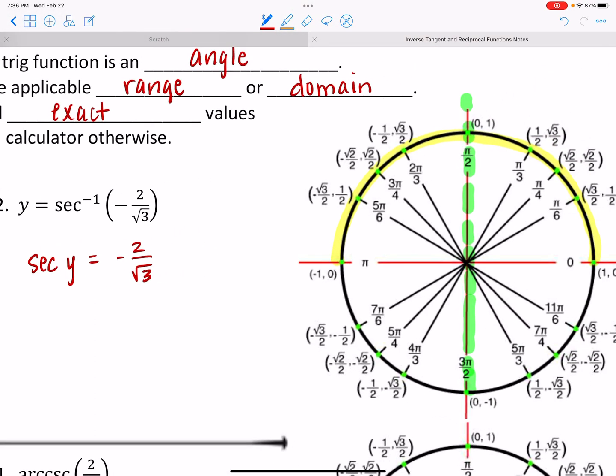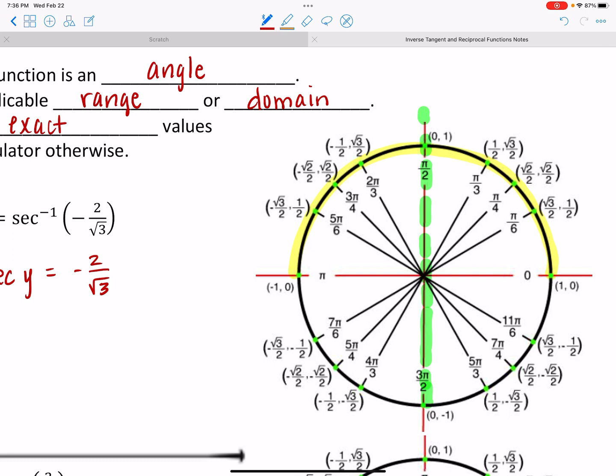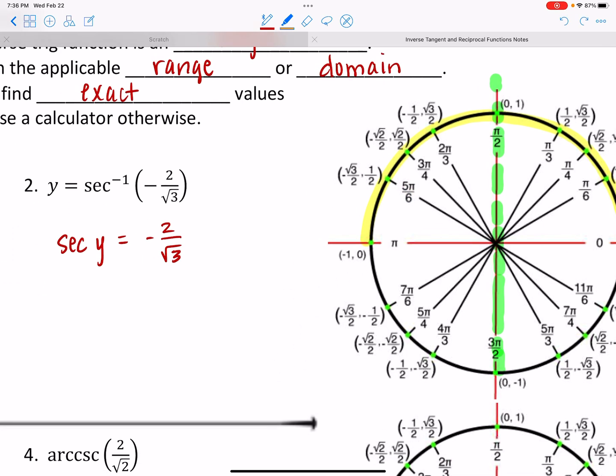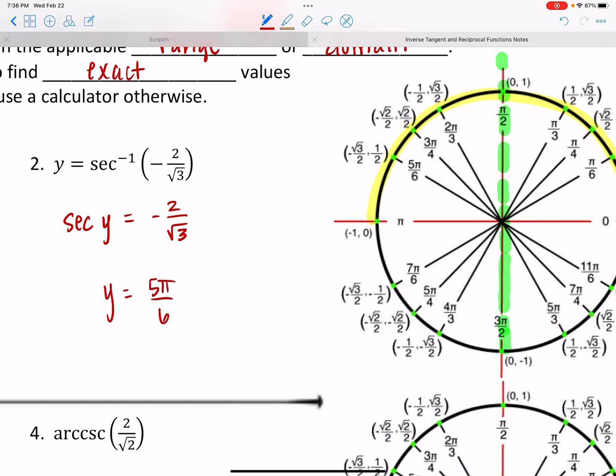I'm looking for, first of all, a negative cosine, which means it's got to be over here in quadrant 2. And I'm looking for the reciprocal to be 2 over radical 3. So if I take the reciprocal of negative radical 3 over 2, then it does in fact end up being this negative 2 over radical 3. So since that's what I'm looking for, this is my angle, 5 pi over 6. So we're going to say y is equal to 5 pi over 6. Okay, easy enough. Let's try it again here.